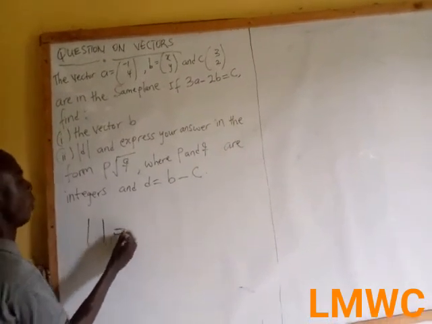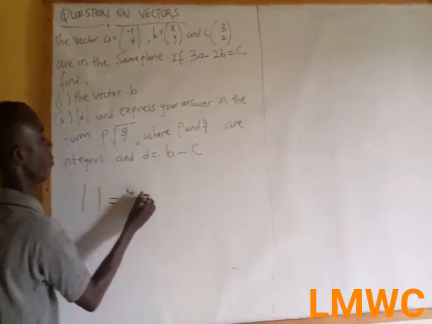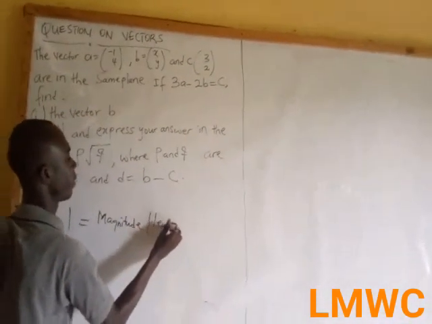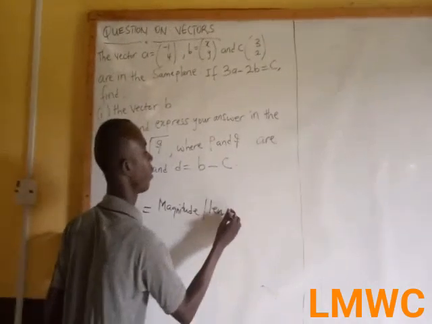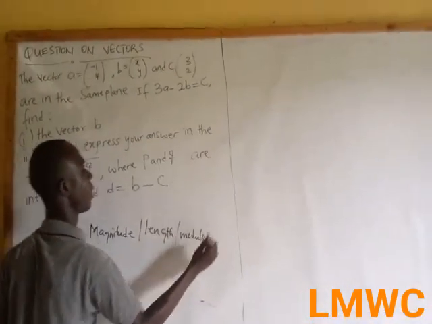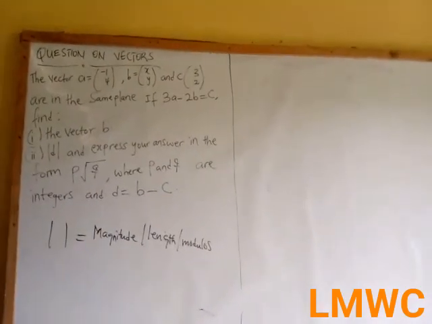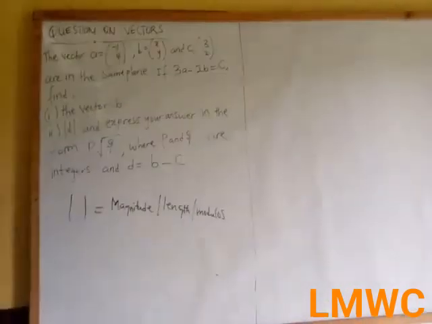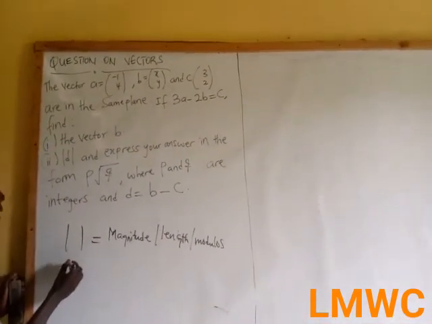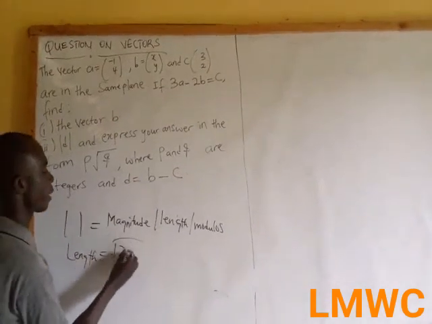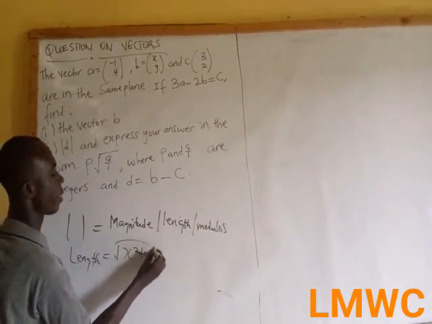Anytime you see this symbol, we call it magnitude, length, or modulus. That's how we call it. But normally the name people know is magnitude and length. And the formula for length or magnitude is the square root of x squared plus y squared.